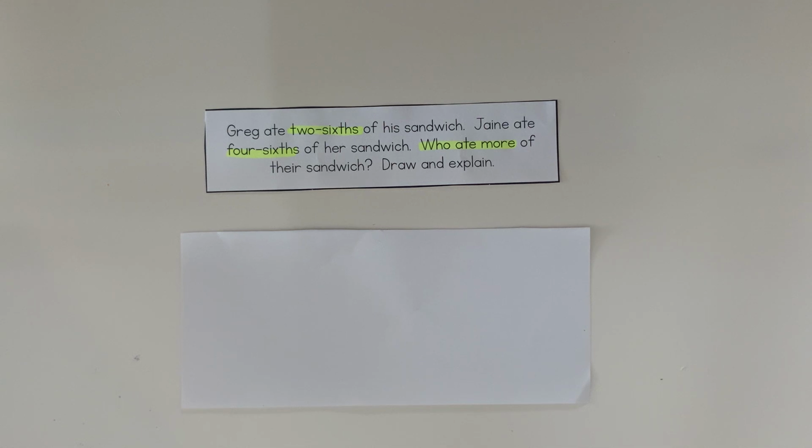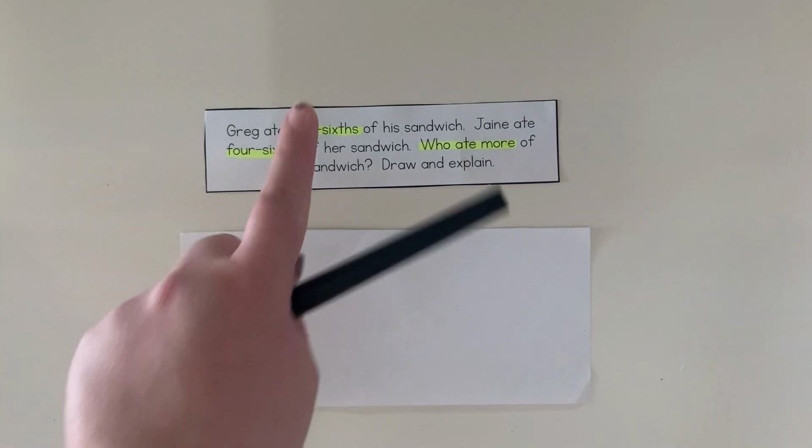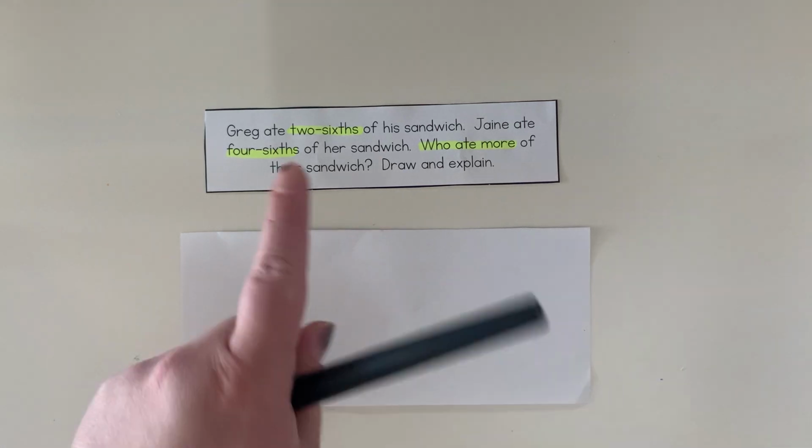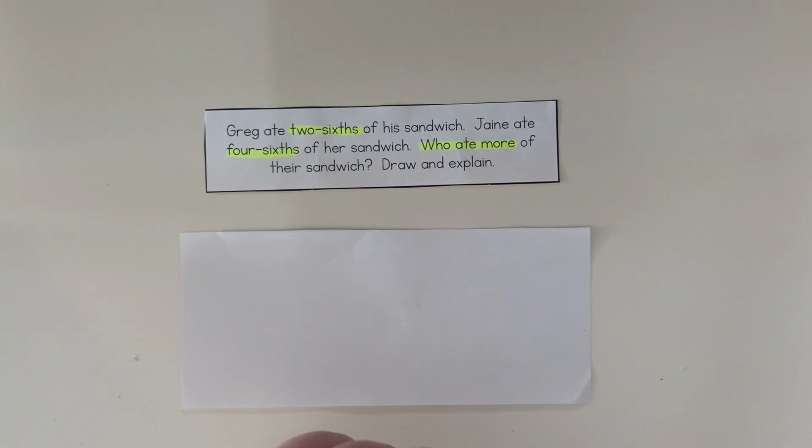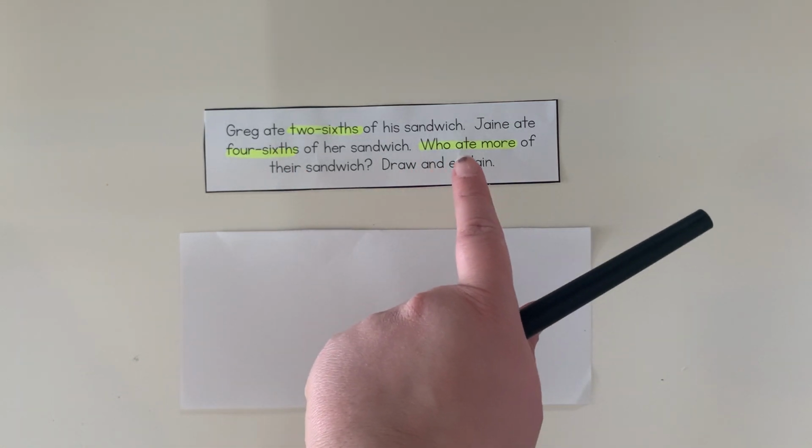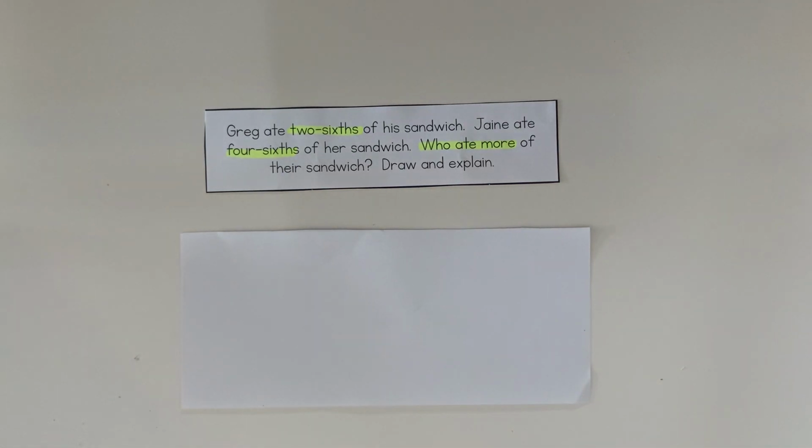Greg ate 2/6 of his sandwich. Janie ate 4/6 of her sandwich. Who ate more of their sandwich? So we know Greg had 2/6, that's why I highlighted 2/6. And then Janie ate 4/6. So then we're trying to figure out who ate more. So first I'm going to draw both of their sandwiches.